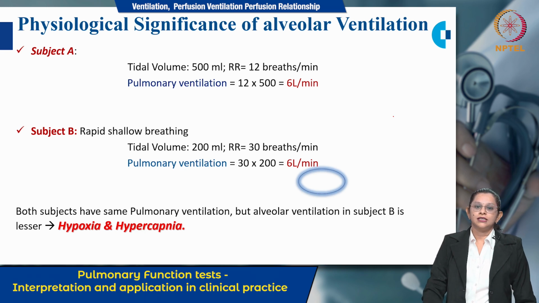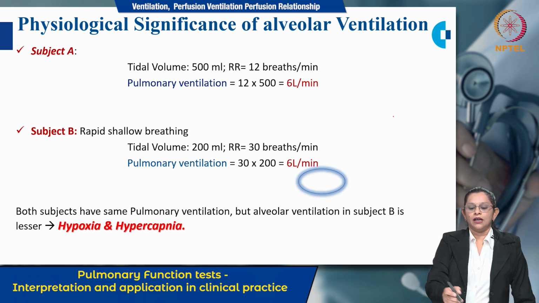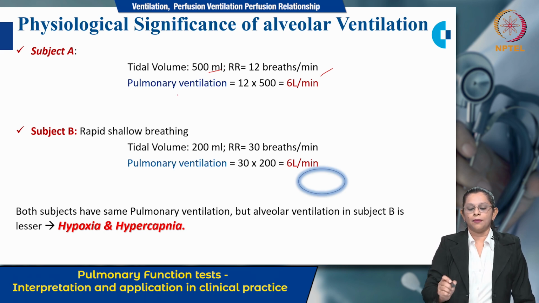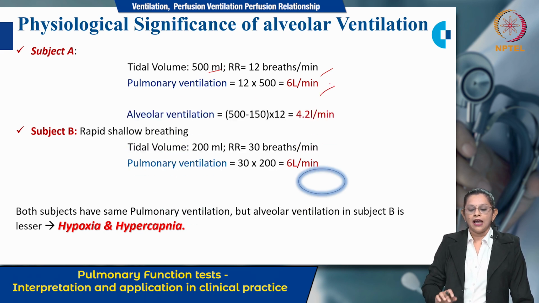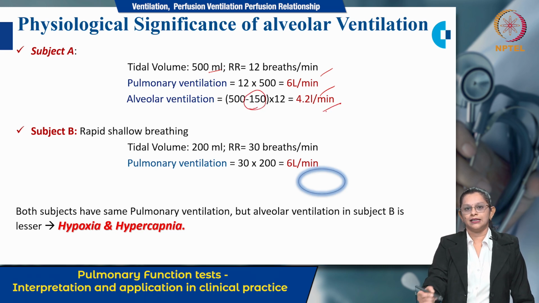What is the physiological significance of alveolar ventilation? We know that the tidal volume is normally around 500. Respiratory rate is 12 breaths per minute in a normal average person. Consider a subject A to be a normal person, wherein the pulmonary ventilation, when you multiply both, you get 6 liters per minute. Alveolar ventilation, you have to subtract the dead space volume, you will get around 4.2 liters per minute. This we have already seen in the previous slides. This is for a normal person.